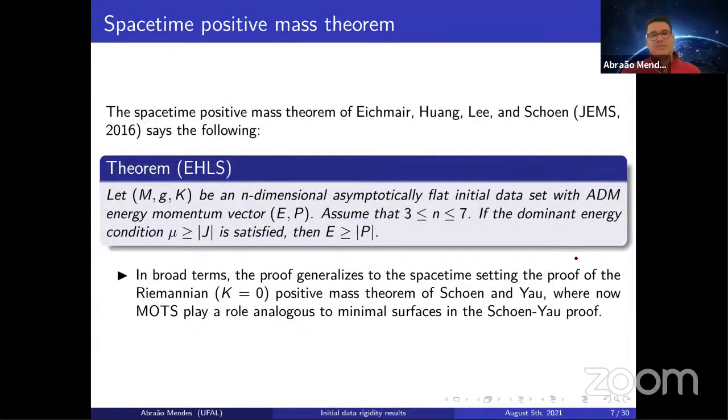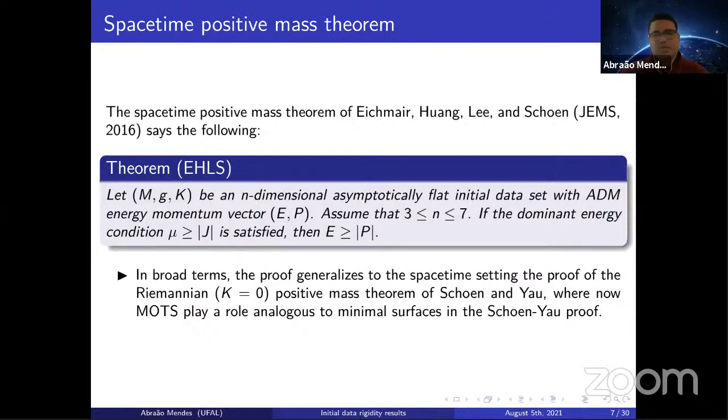Okay, now let me state the space-time positive mass theorem, which says the following. This theorem was proved by Eichmeir, Huang, Lee, and Stern, and it says the following: let (M, g, k) be an n-dimensional asymptotically flat initial data set with ADM energy-momentum vector (E, P). Assume that the dimension is between 3 and 7, and it also satisfies the dominant energy condition. Then the energy is not less than the length of the momentum vector P.